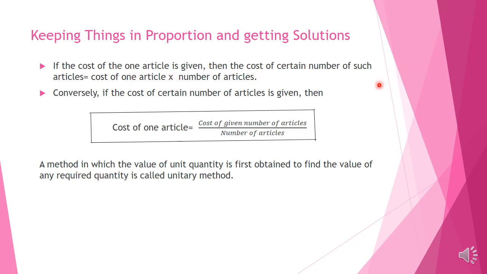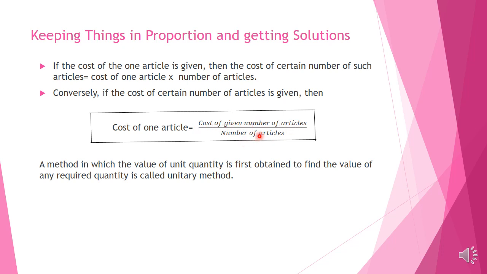Then what is the cost of 5 such pens? What is the answer? So we will do what? Multiplication. 10 into the cost of one article, 10 rupees. 10 into the number of articles, 5 pens. So 10 fives are 50. What is its converse or opposite? If the cost of a certain number of articles is given, then the cost of one article is equal to the cost of the given number of articles divided by the number of articles.